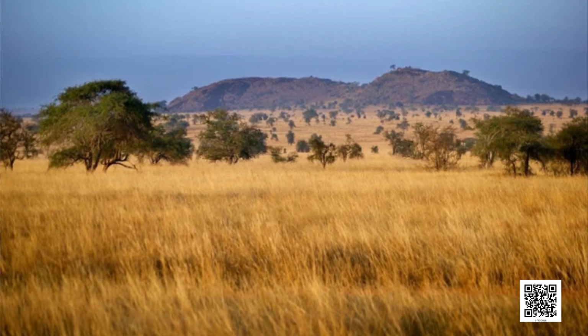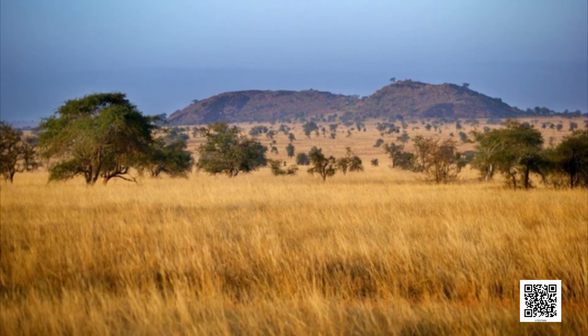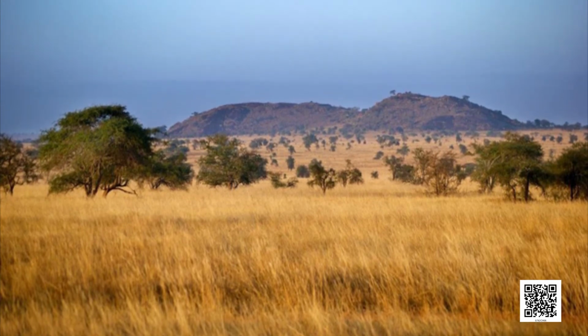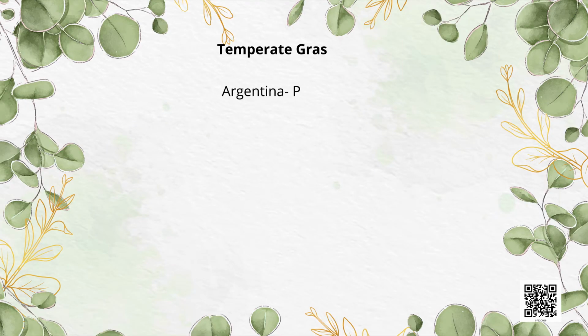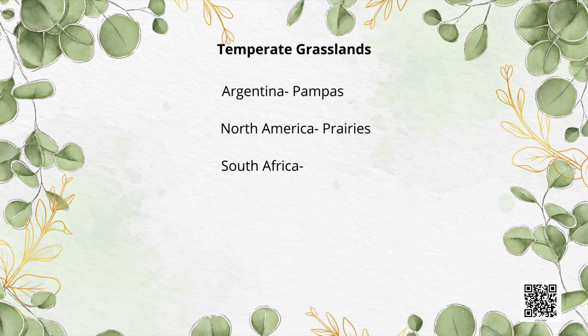Like tropical grasslands, temperate grasslands too are known by different names. In Argentina, they are called pampas. In North America, they are called prairies. In South Africa, they are called velds. In Central Asia, they are called steppes. And in Australia, they are called downs.